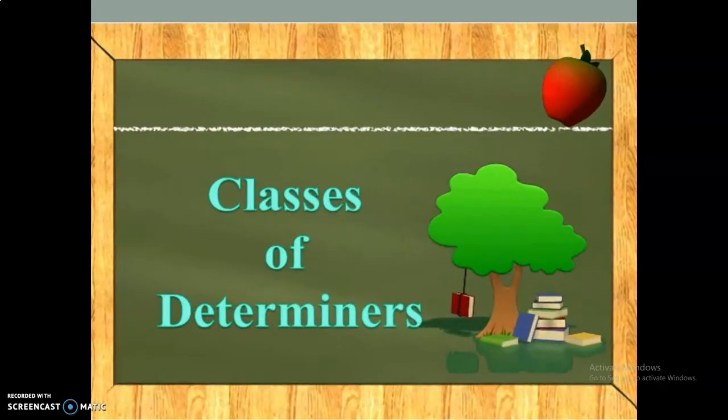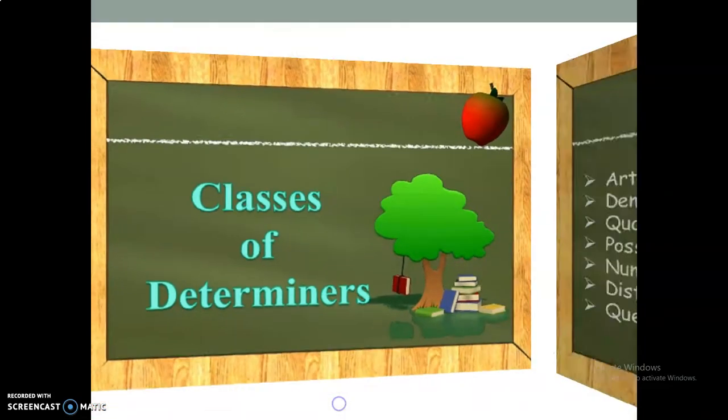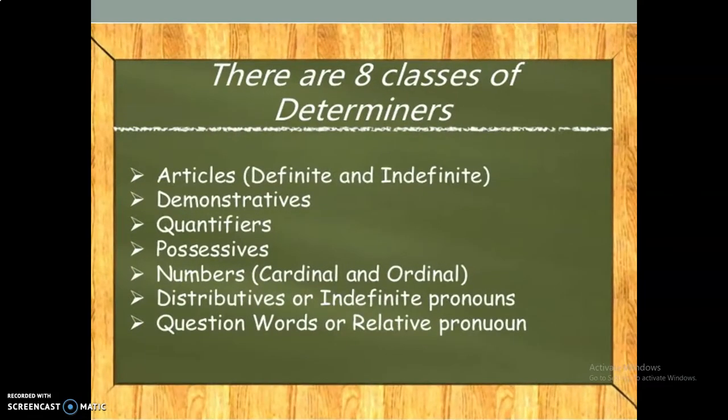So what are the classes of determiners? There are 8 classes of determiners. First, articles, which are of 2 types, definite and indefinite. Second, demonstratives. Third, quantifiers. Fourth, possessives. Fifth, numbers, which are also of 2 types, cardinal and ordinal. Sixth, distributives or indefinite pronouns. Seventh, question words or relative pronouns.